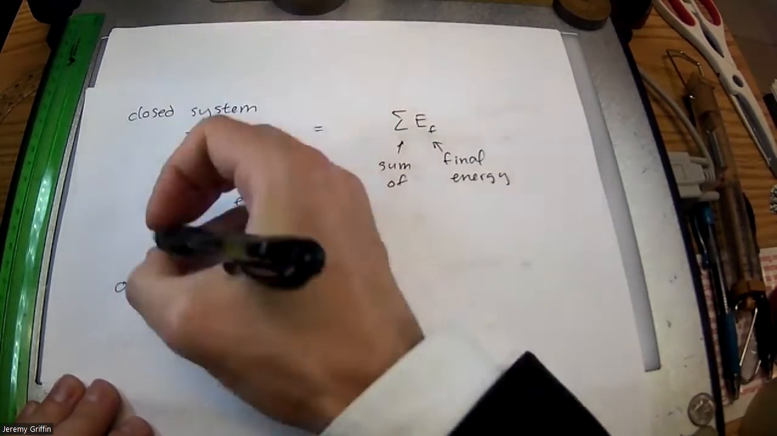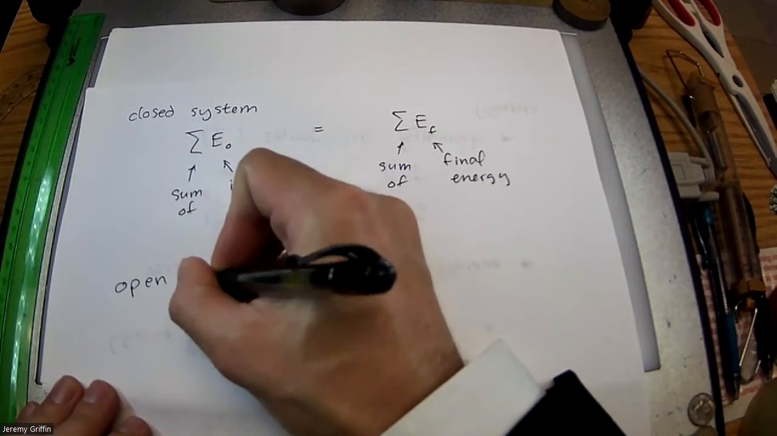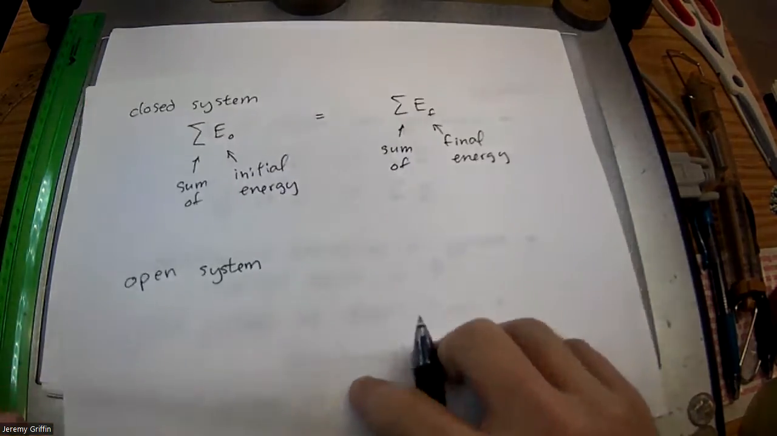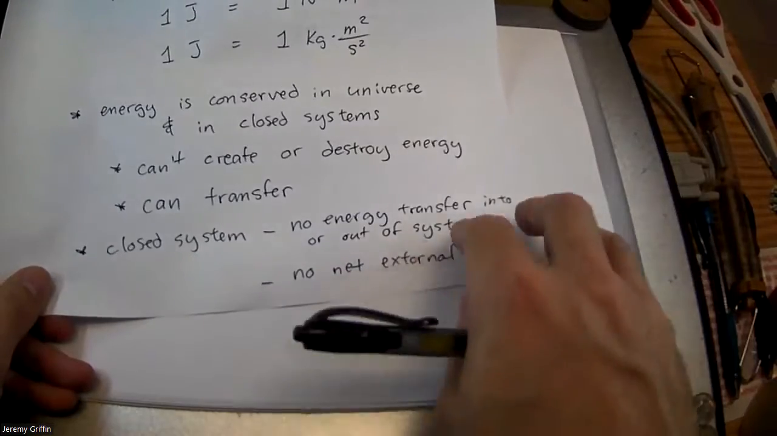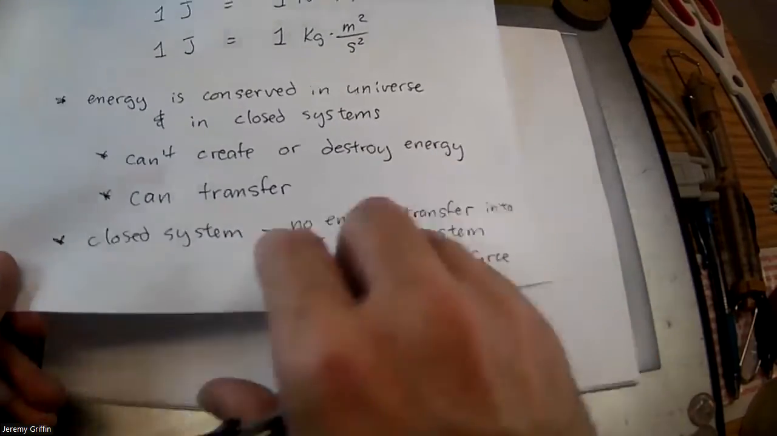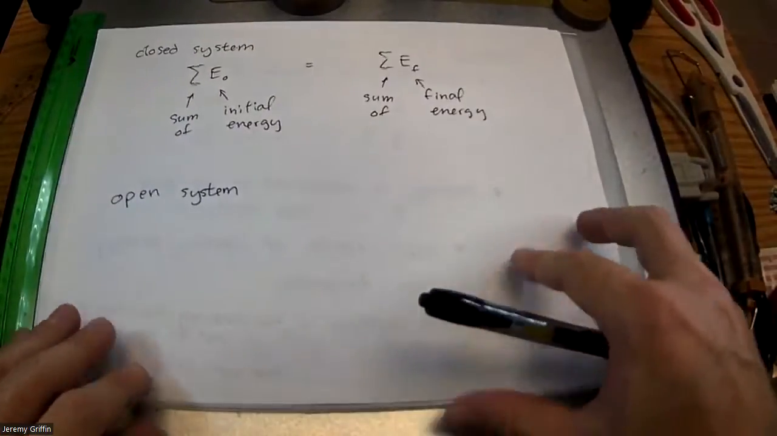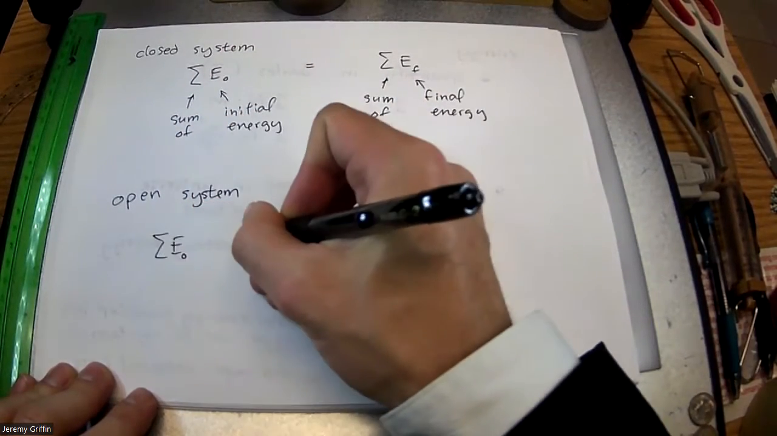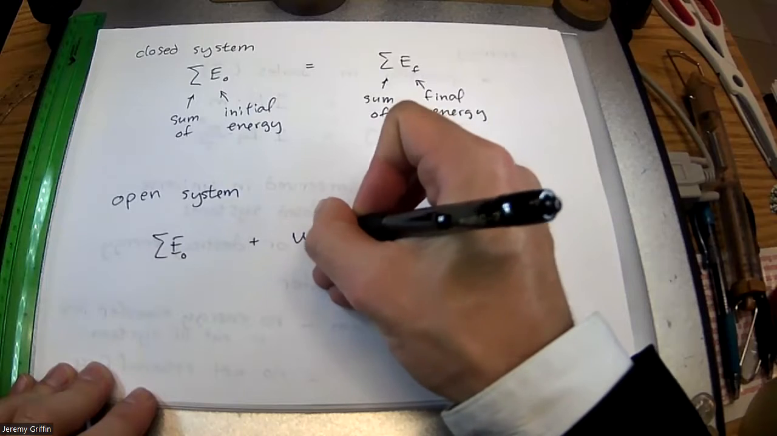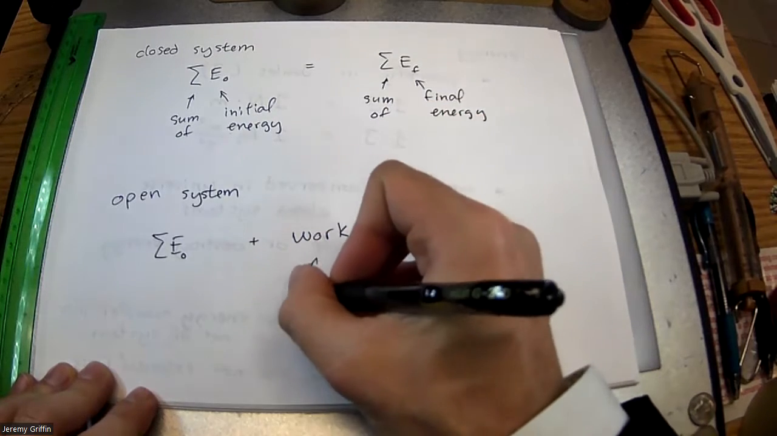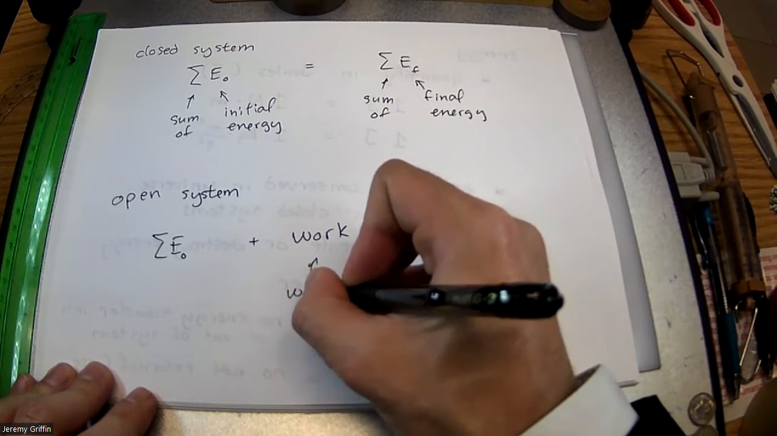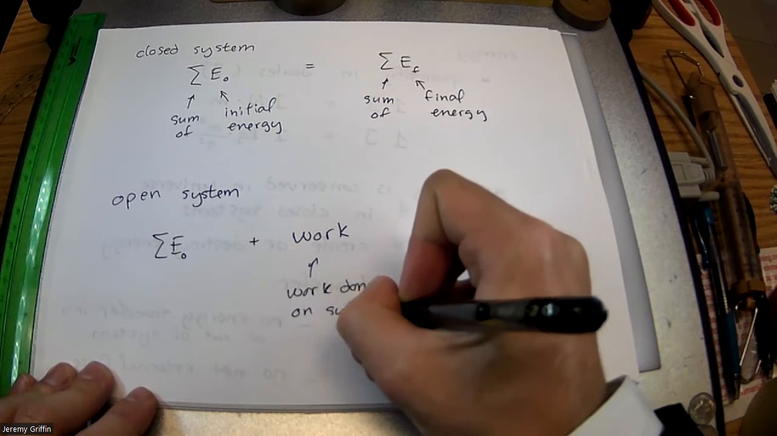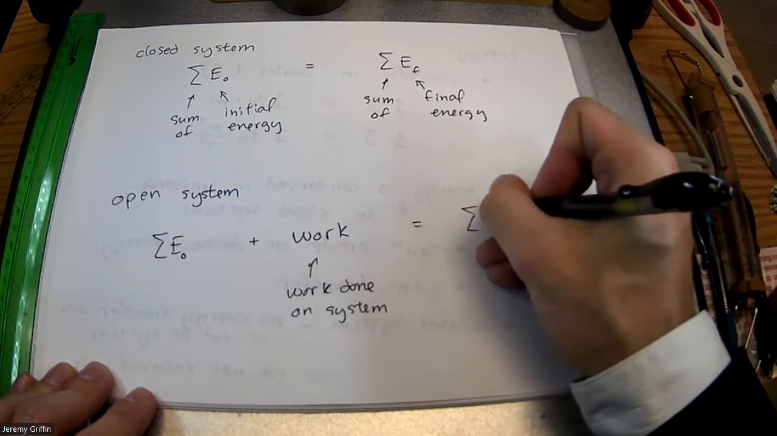Now, a closed system might be in contrast to an open system. If the system is open, well, it's just kind of the opposite definition of this, right? So now there can be an energy transfer in or out of the system, and there might be an external force possibly doing work on that system. So I might just modify this by this. I'd say the sum of energy initial plus the work done on the system equals the sum of energy final.